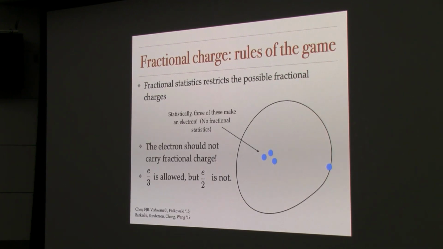So let me start by making a kind of obvious observation when you think about emergence and how it works, which is that there's some basic rules of the game that you just can't violate, which mean that the possible fractional charges that you can give to your particles depend on their statistics. And the basic idea here is very simple. So if, again, I have my E/3 quasiparticles, but if I put 3 of them together, then I have something that's like an electron. And an electron is not an emergent particle, so the electron shouldn't see anything funky.